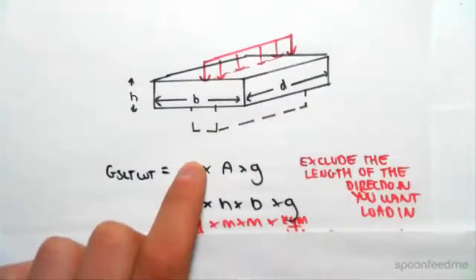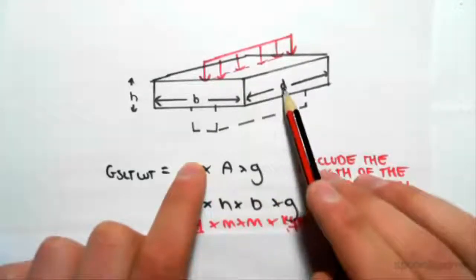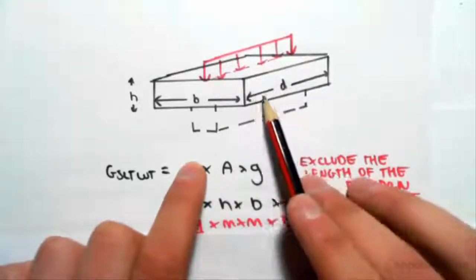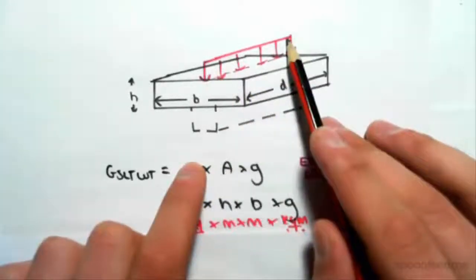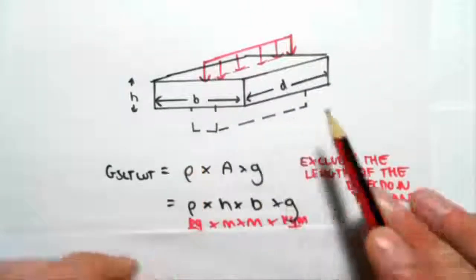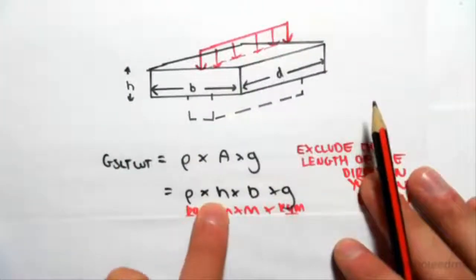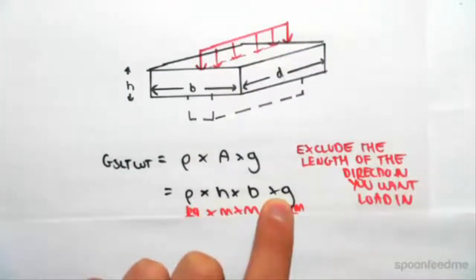So the dimension or the length we leave out is that dimension. In this case it's d, okay? You can see that d is parallel to the load. So in order to work out this linear load, we leave out d. We're going to go rho times h times b times gravity, okay?